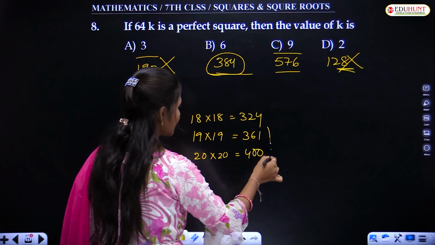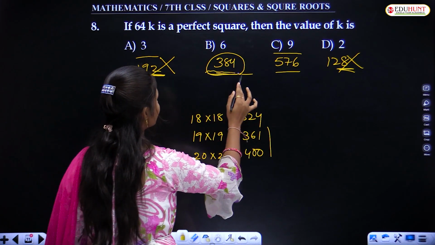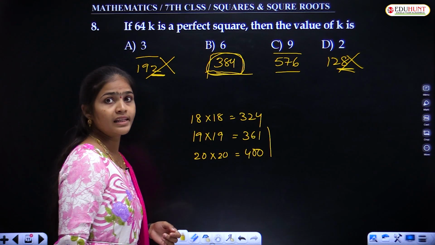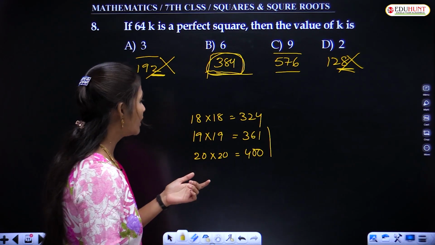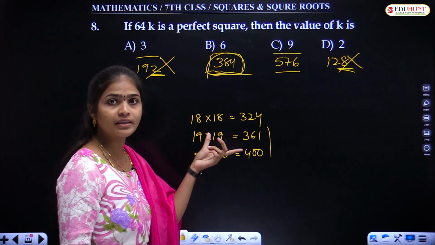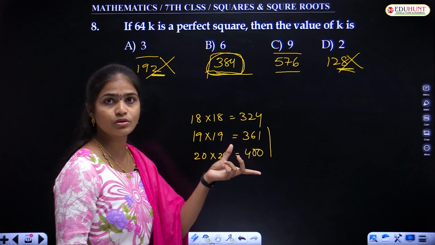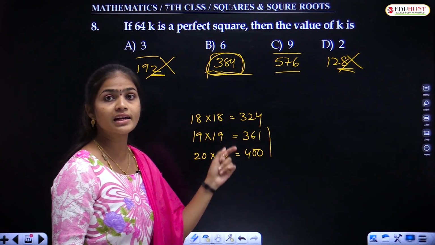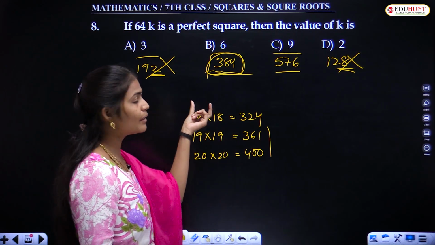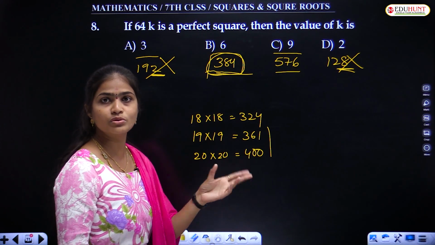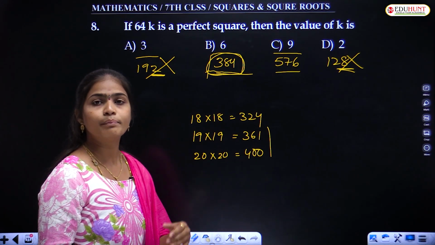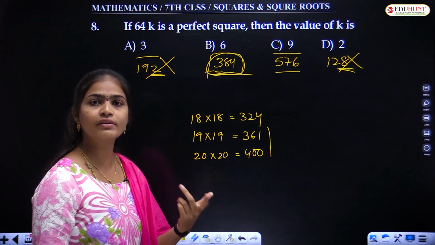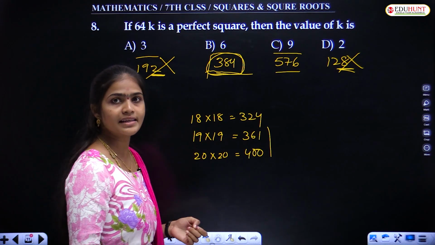Just here you have to check this range only. Why? Because this is 384. Here, how to find that method will come in the square roots concept. There we will discuss how to find whether a given number is a perfect square or not by using the division method, by using the prime factorization method. We will see that later in the next worksheet.